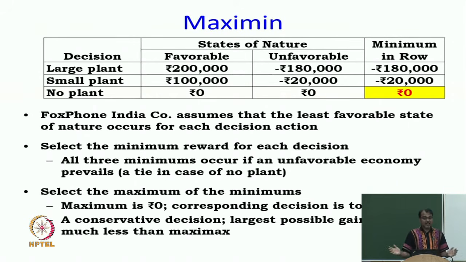Maximin criterion says, for each row find the minimum, because that is the worst that can happen to me, right. So, large plant, the worst happens when it is unfavorable, minus 180k, small plant minus 20, no plant 0. And which is the best thing to do? Of these, 0, because that is the best I can do, right. It is in my control. So, in my control I will take the best action, but afterwards the world will be terrible for me.